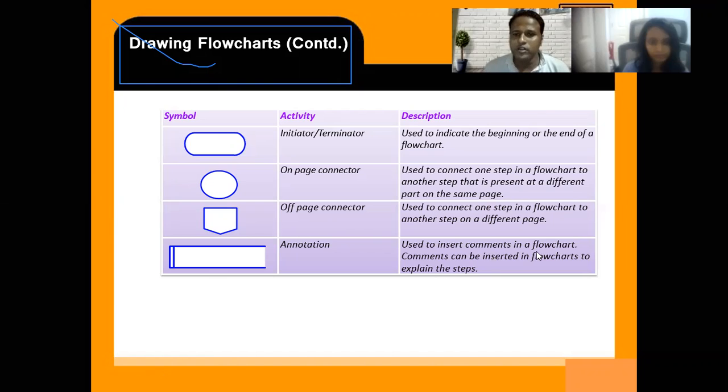It is used to insert a comment in a flowchart. Comments can be inserted in the flowchart to explain a step. For explaining the steps, comments are used. Clear?